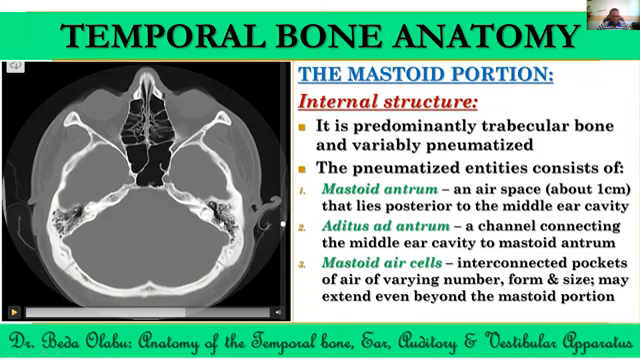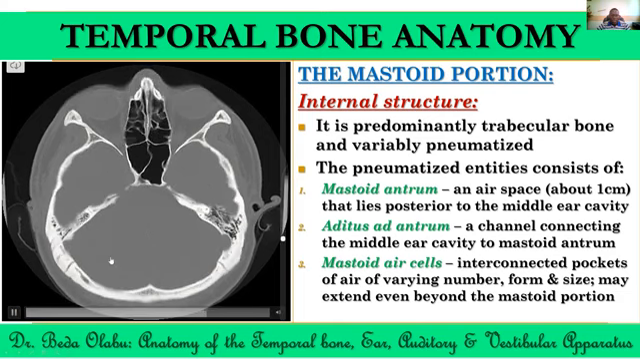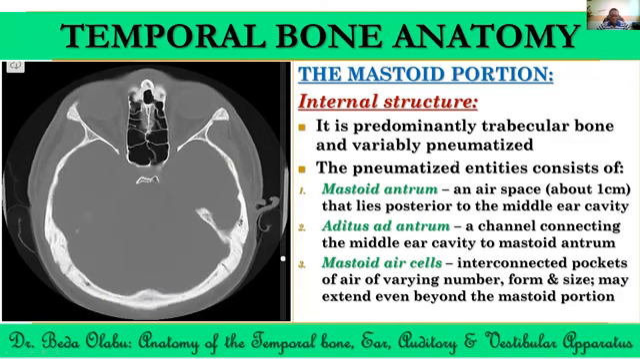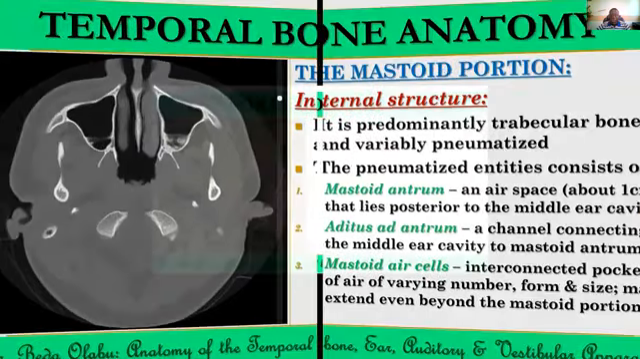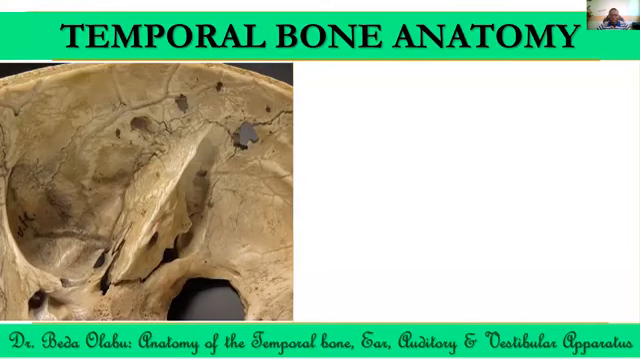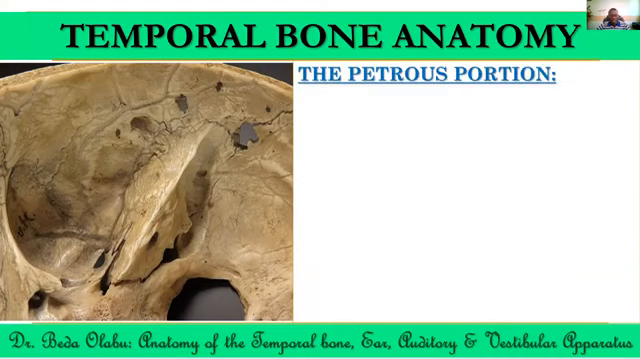Even here, this is the mastoid antrum, and that is the aditus ad antrum, connecting to the middle ear cavity. Okay, so that is the mastoid portion. Now we can talk about the petrous portion, which is largely the subject matter.